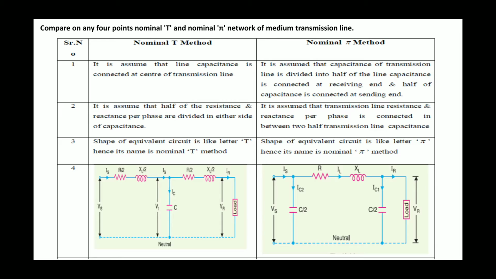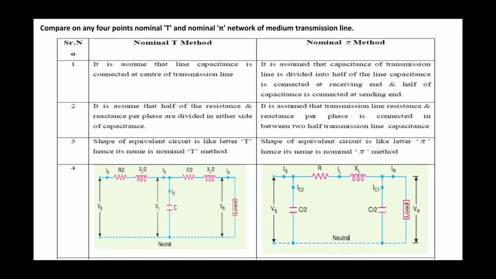The second point is, assume that half of the resistance and reactance per phase are divided on either side of the capacitor, which is in the nominal T network. And in the nominal pi network, it is assumed that the transmission line resistance and reactance per phase is connected in between two half transmission line capacitors.